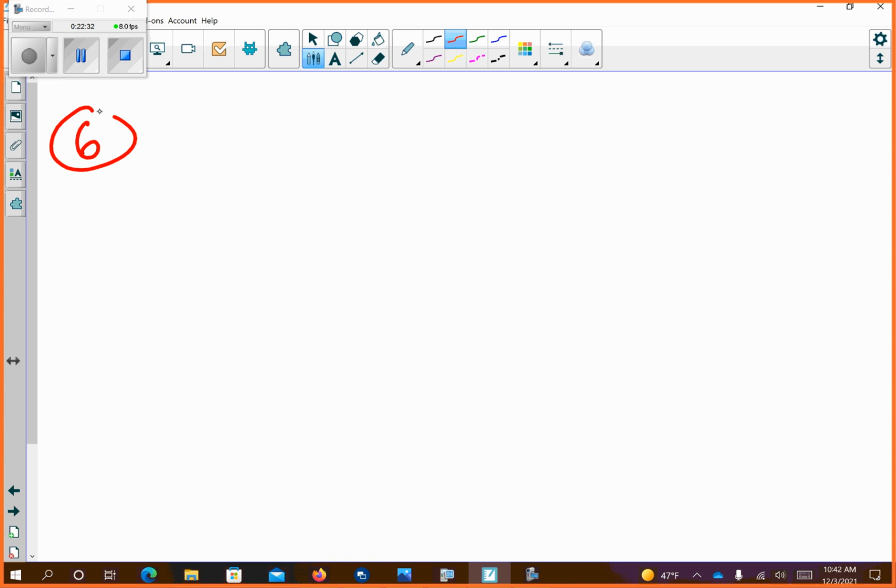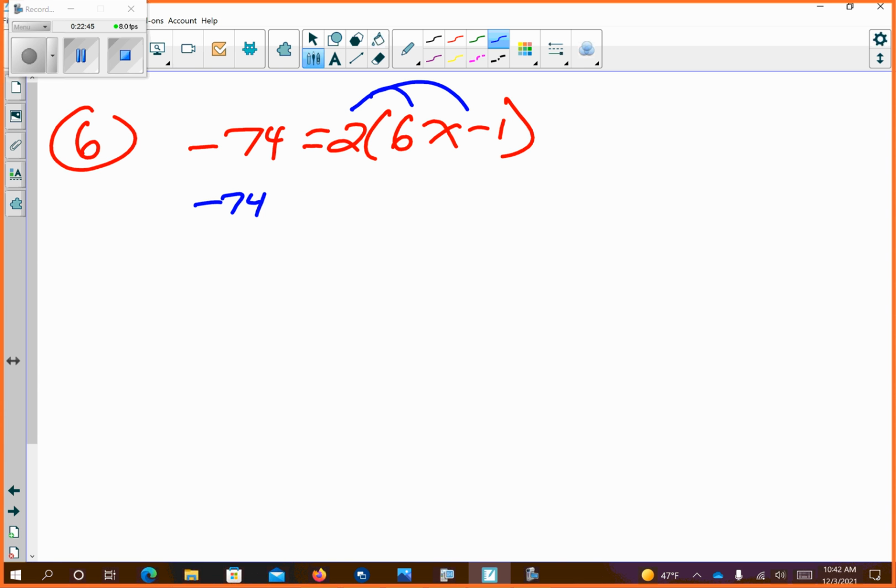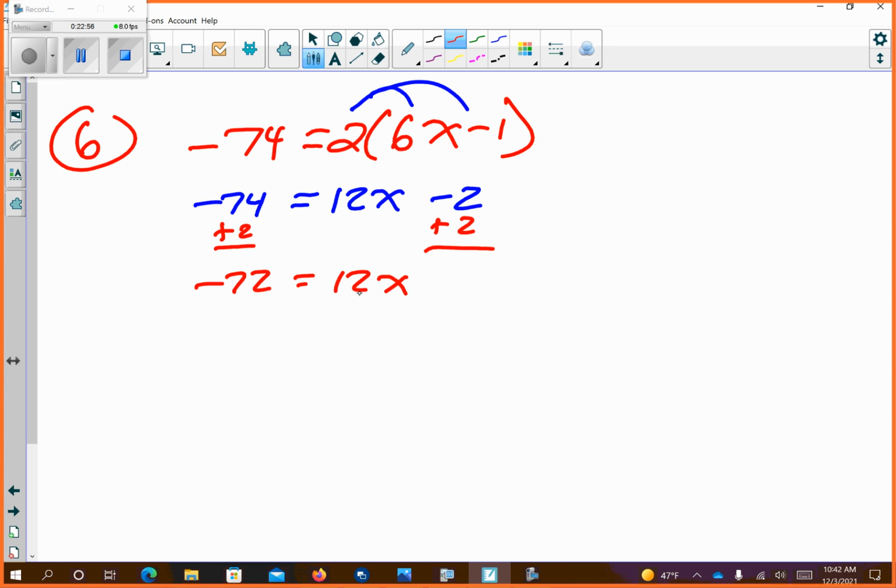All right, number 6. Let's see. We got -74 equals 2 times 6x minus 1. What should I do? Distribute. Great. I'm going to distribute here. So I get -74 equals 12x minus 2. I believe I should add 2 to both sides. And then I believe I probably should divide each side by 12. So x is equal to, it's -6.